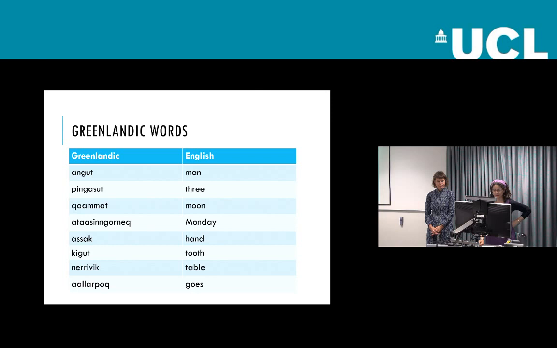Qaammat is a moon, same thing, it's not related to anything you see in Europe. And then maybe even more impressively, Monday is ataasinngorneq, which is based on the word for first, or one, ataaseq, which is also quite different, probably from anything that you've ever heard, unless you're familiar with another Eskimo-Aleut language. Assak is a hand, and hand is the same in most Germanic languages. And then kigut, tooth.